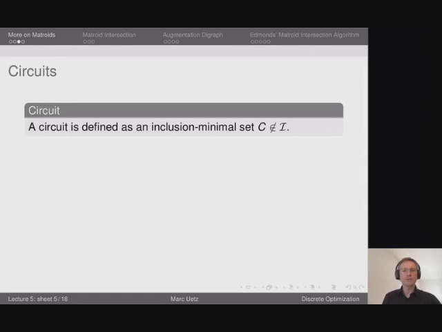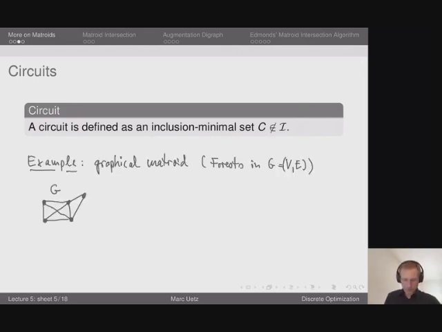And the first definition that we need, or the most important one for this lecture, is that of a circuit. So a circuit is just an inclusion minimal dependent set, not independent. So think of the previous example of forests in a graph, also known as the graphical matroid. Okay, so we are given an undirected graph G.